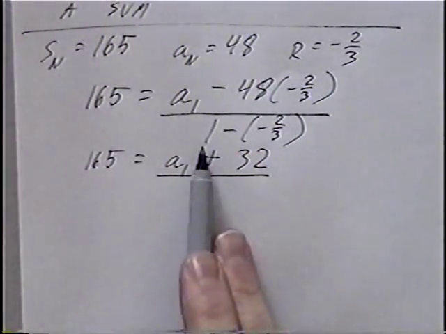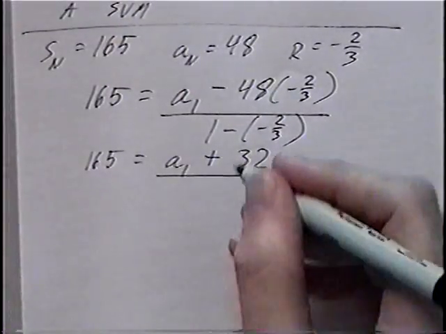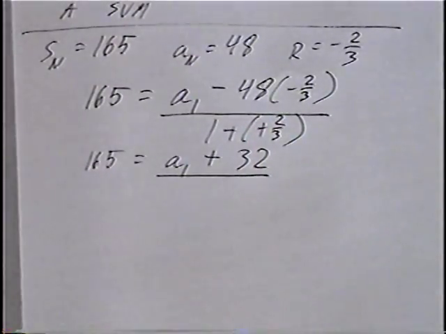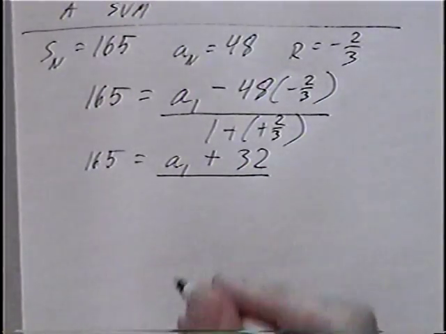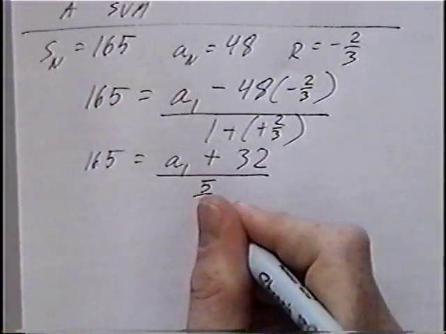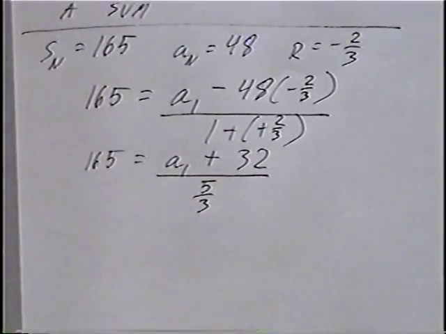Divided by 1 minus a negative 2/3. Minus a negative 2/3 would be adding 2/3. 1 plus 2/3 would be 1 and 2/3, or 5/3, 5/3.